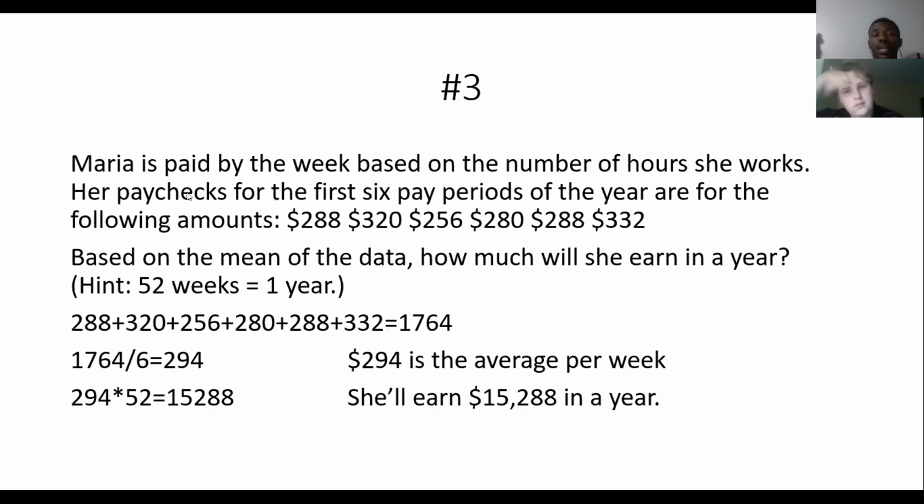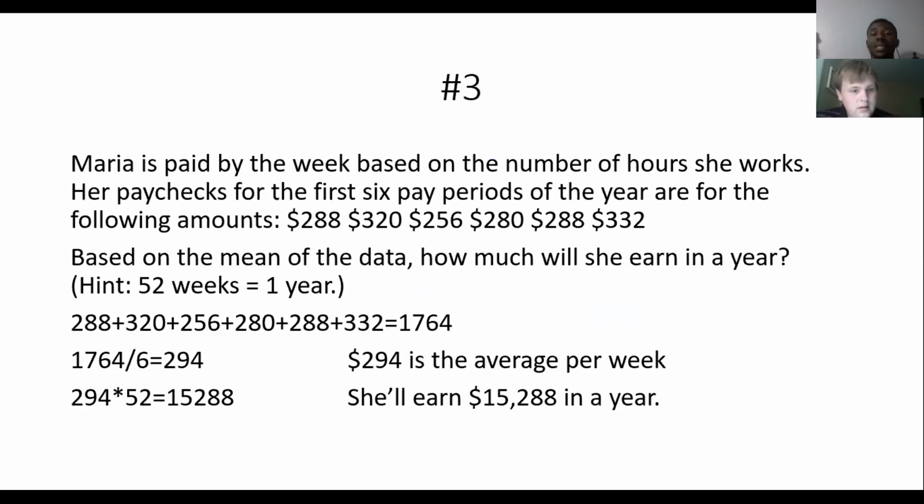Now on to number 3. Maria is paid by the week based on the number of hours she works. Her paychecks for the first 6 pay periods of the year are for the following amounts: 288, 320, 256, 280, 288, and 332. Now, based on the mean of the data, how much is she expected to earn for the year? Now, this just gives you a hint: 52 weeks in 1 year. 52 is an important number that we're going to want to remember.